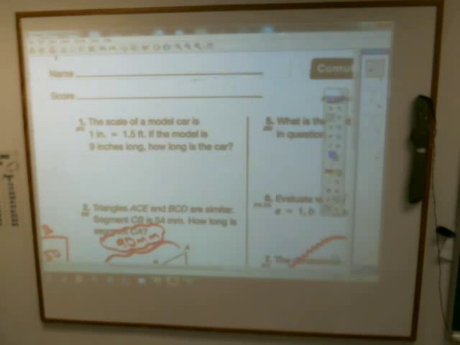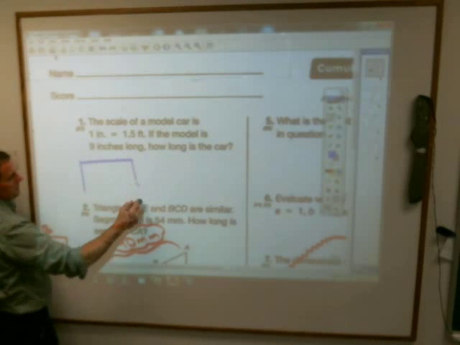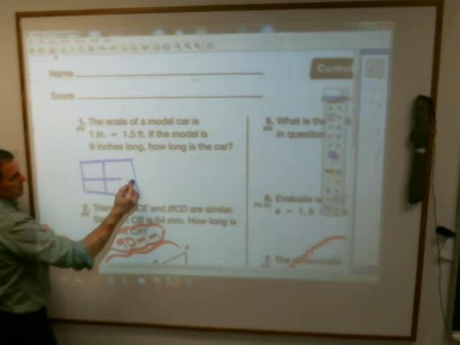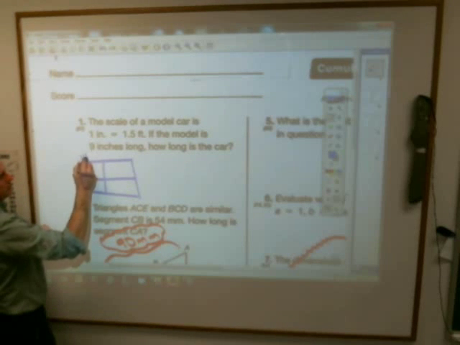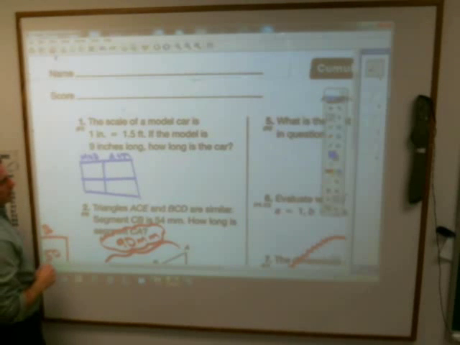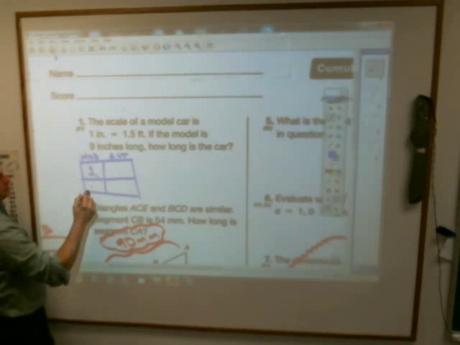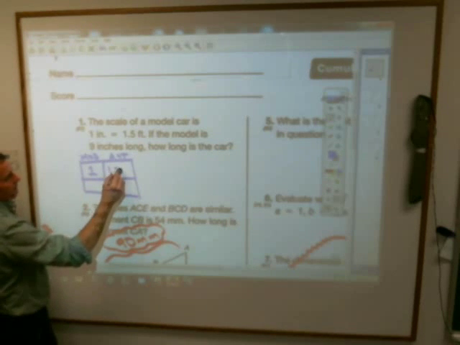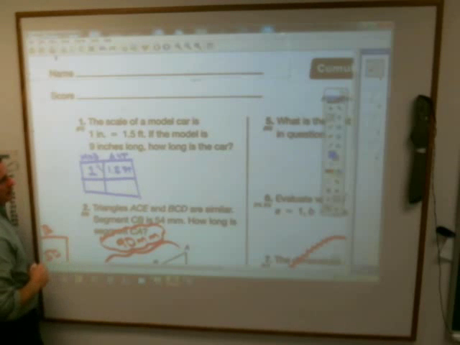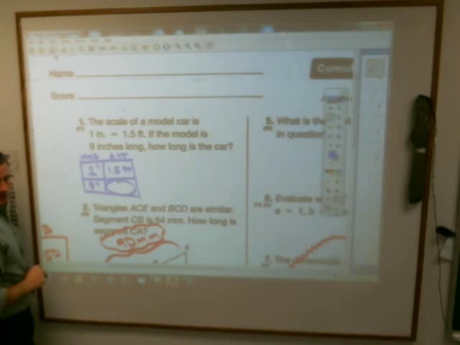The scale of a model car is 1 inch equals 1.5 feet. If the model is 9 inches long, how long is the car? Same thing, Madison, you can sit here, draw this little box. Okay, you've got the model and you've got the actual. Model is 1 inch, actual is 1.5 feet. Make sure you keep those things right. If this is 9 inches, then how big is the actual going to be?